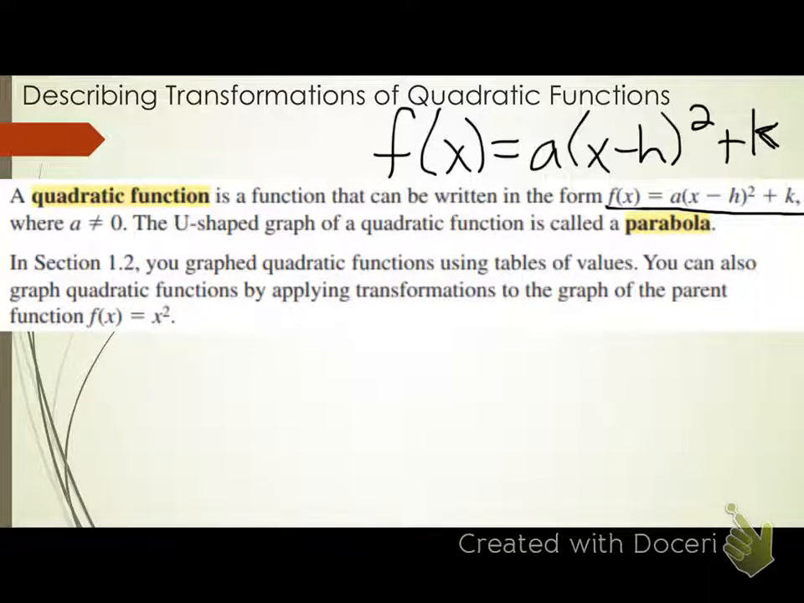Okay, are there any questions about quadratic functions and their graphs and stuff like that? About this slide? Can I move on?